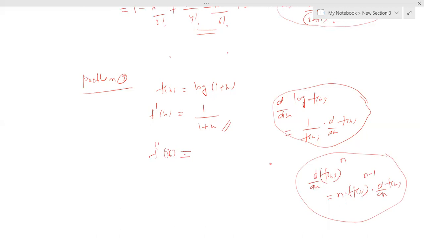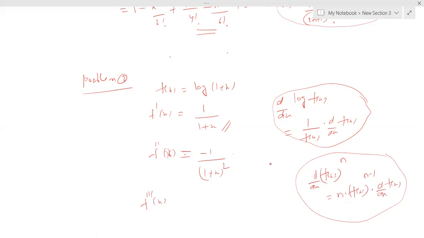F double dash of x. Using this formula, we get 1 plus x whole power minus 1. Apply this formula, minus 1 into 1 plus x whole square. Similarly, we require f triple dash of x.